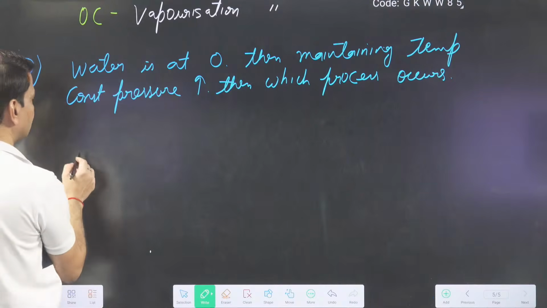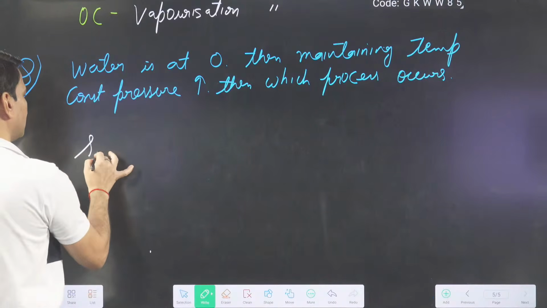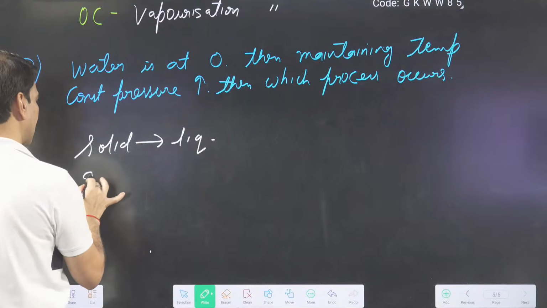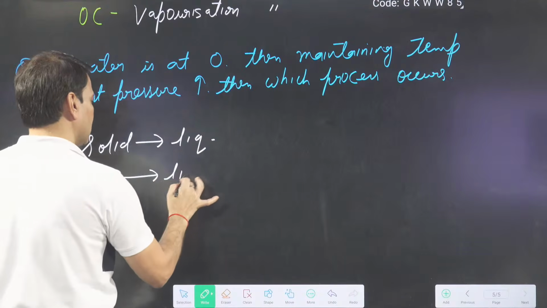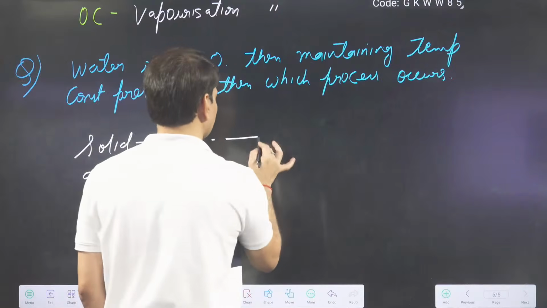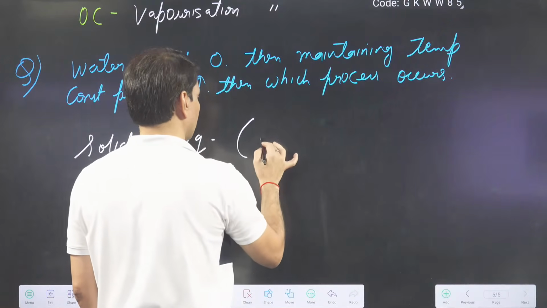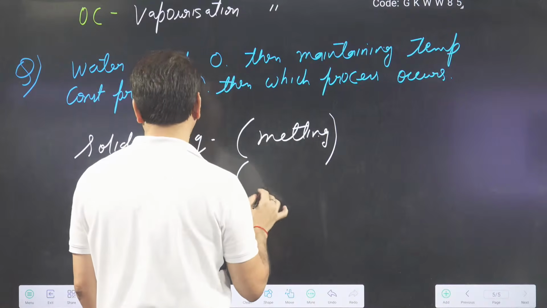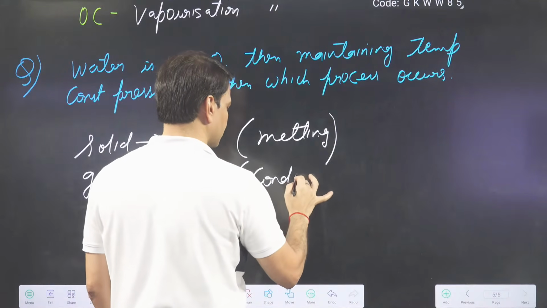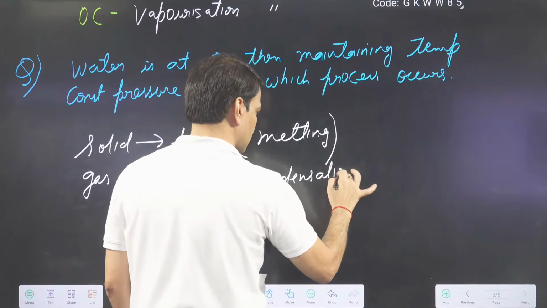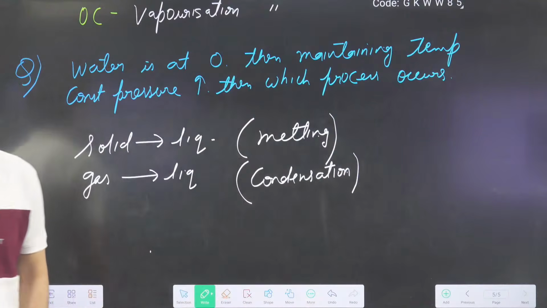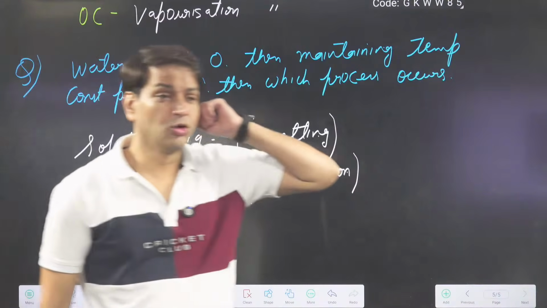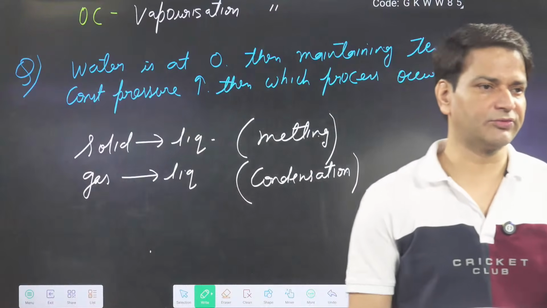So in this example, what can we say? Solid to liquid and gas to liquid, because finally we have, so this will be what? Melting, and this will be gas to liquid, which means condensation. So two processes, one state.